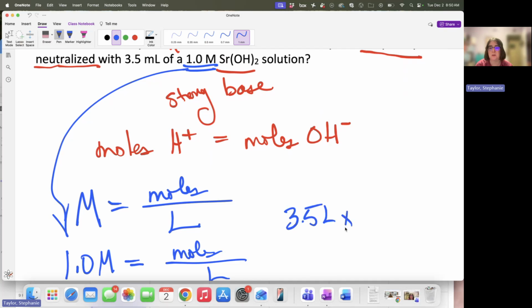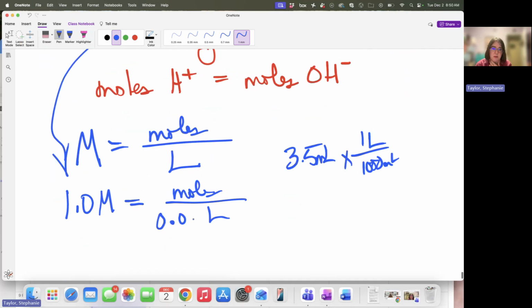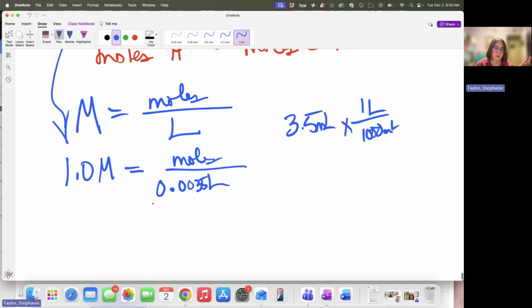I actually need liters, so I do need to say that there are 1,000 milliliters in 1 liter. So this then is 0.0035, right? Yes. That also means, because I chose 1 molar, I multiply this to solve for the number of moles, and that is also my number of moles. Maybe I should have not made this a 1 molar solution to make the math a little bit more interesting, but c'est la vie. But this is the moles of strontium hydroxide.